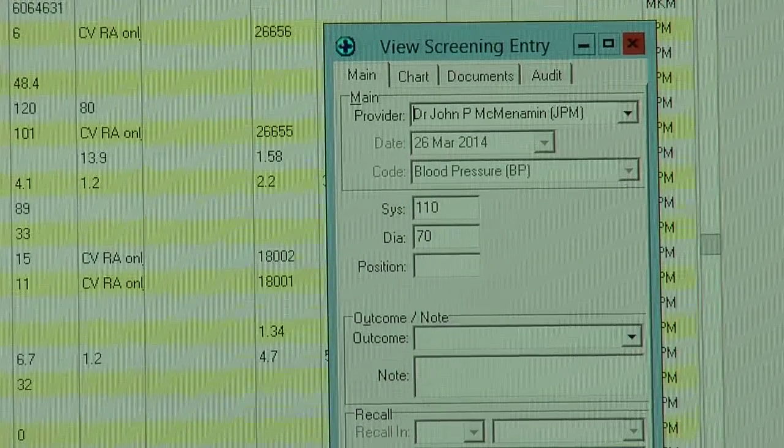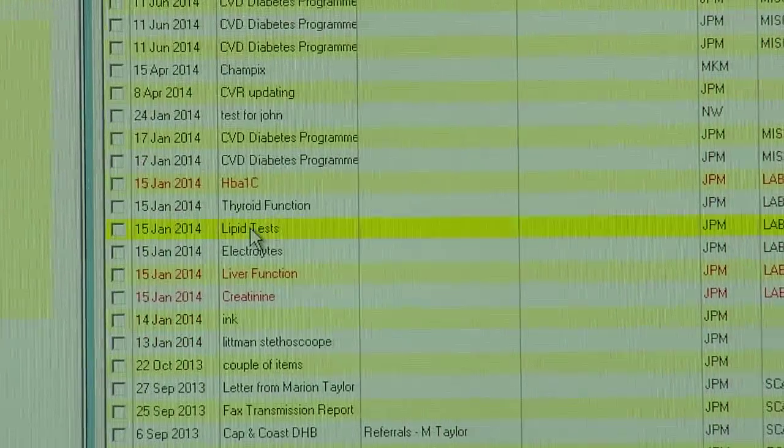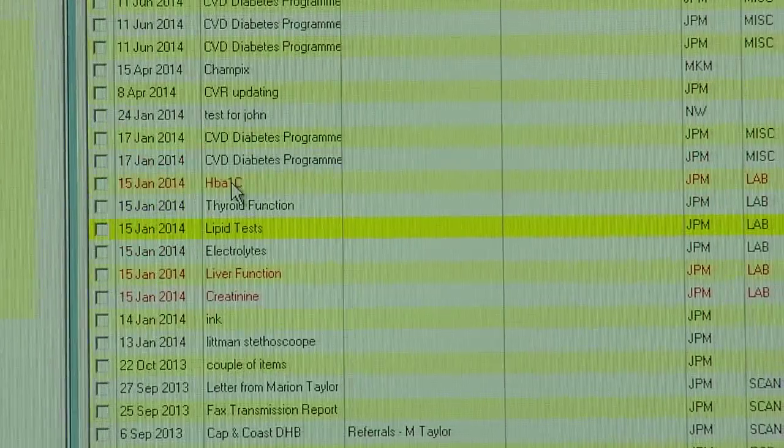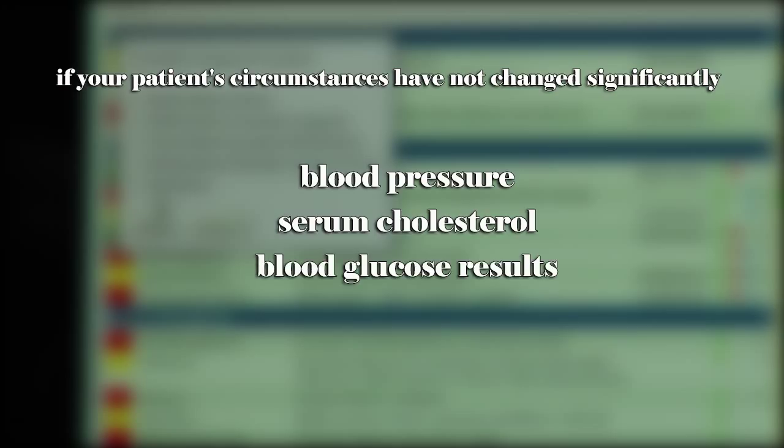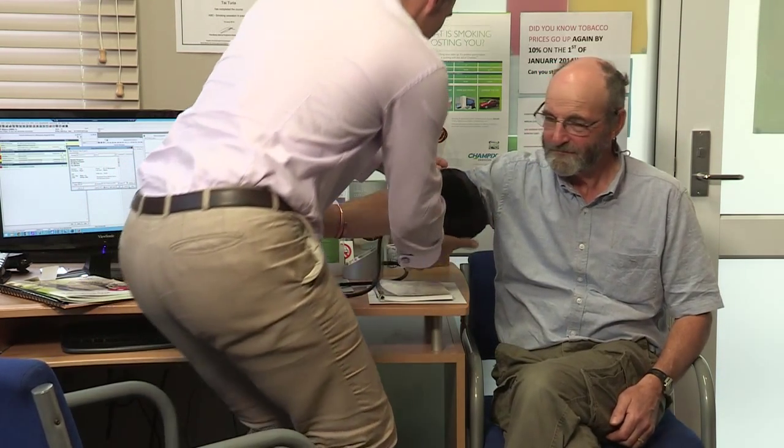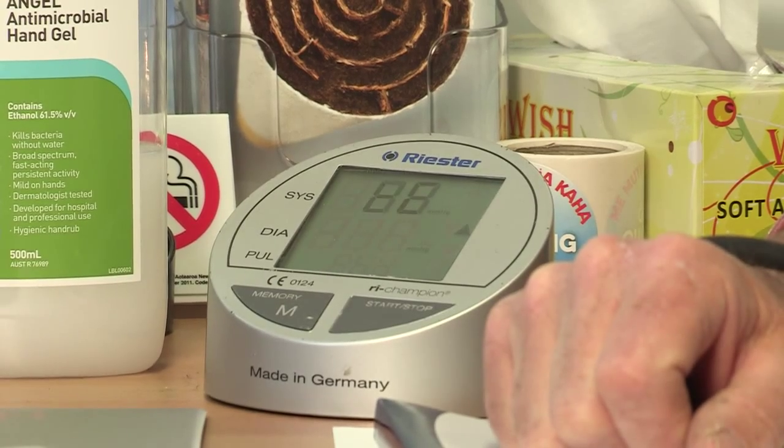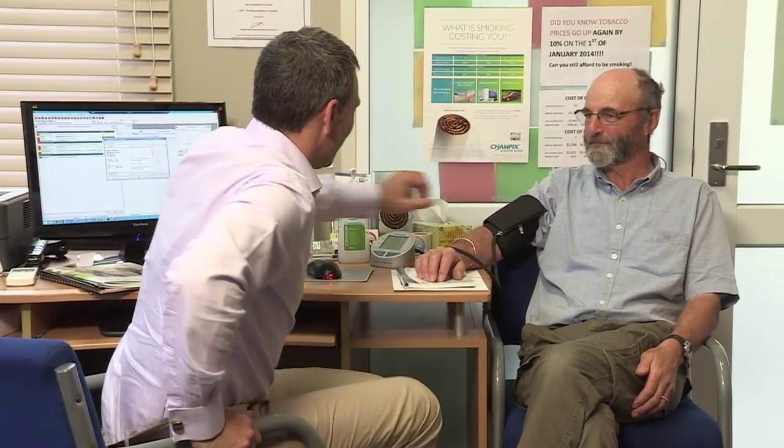The essential indicators are blood pressure, blood lipid levels, blood glucose levels, and smoking status. You can use blood pressure, serum cholesterol, and blood glucose results that have been recorded in the last 5 years if your patient's circumstances haven't changed significantly. If you need an up-to-date blood pressure measurement and the first one is elevated, for instance above 160 on 95, take another and record the average of the two.